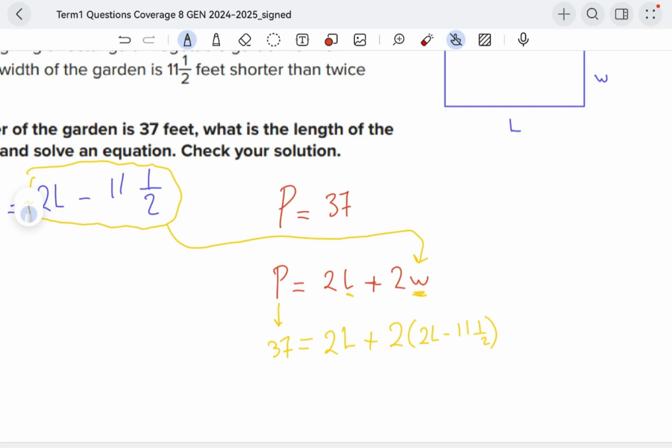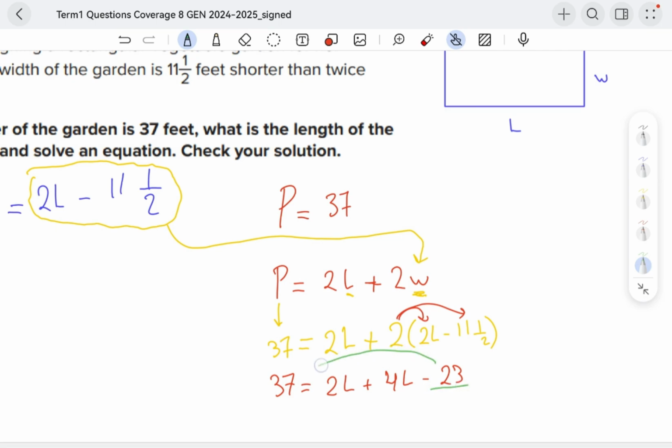Now we're gonna use the distributive property. Distribute 2 and multiply it with all what is inside the parentheses. 37 equals 2L plus 2 times 2 is 4, 4L minus 11.5 times 2 gives us 23. Okay, now let's move the variable to one side of the equation and the constant to the other side.